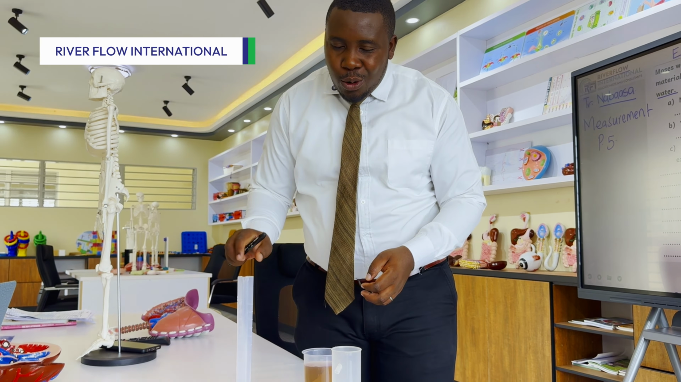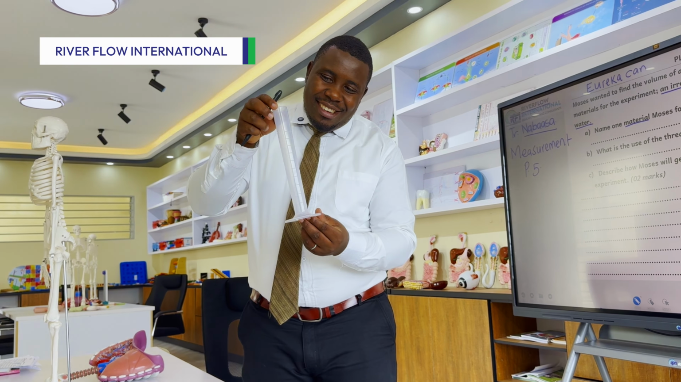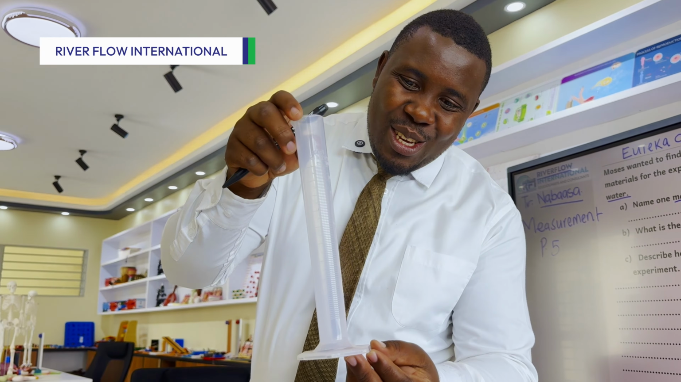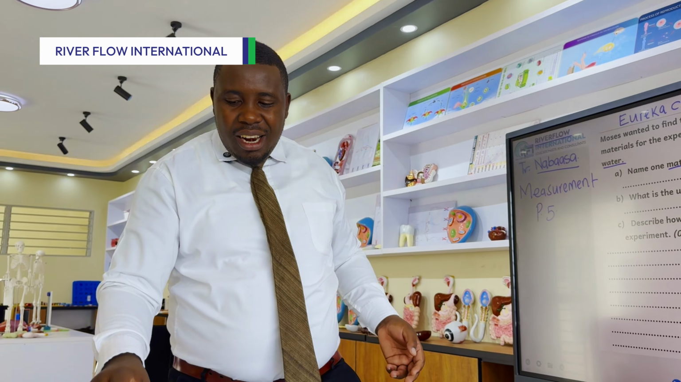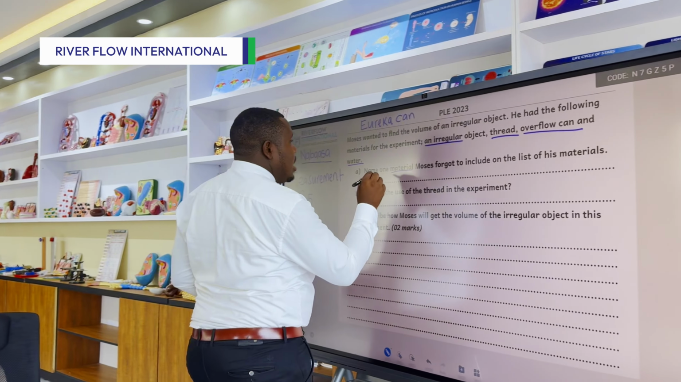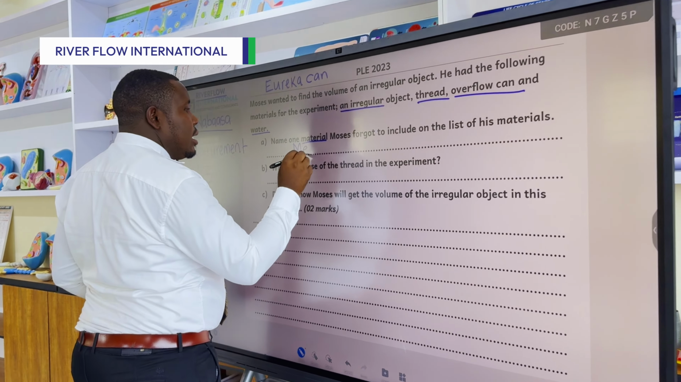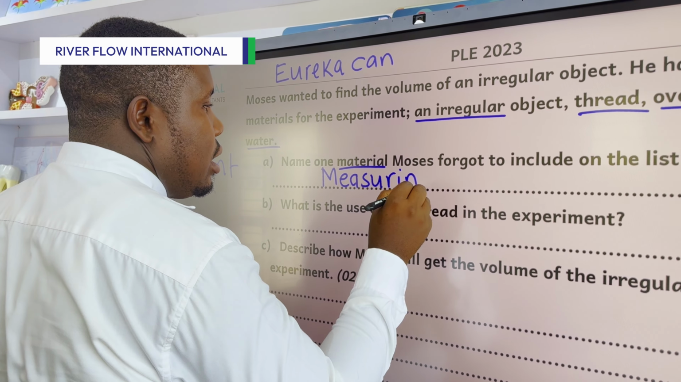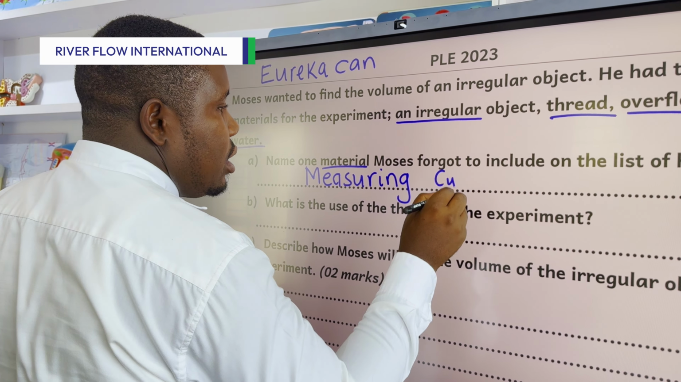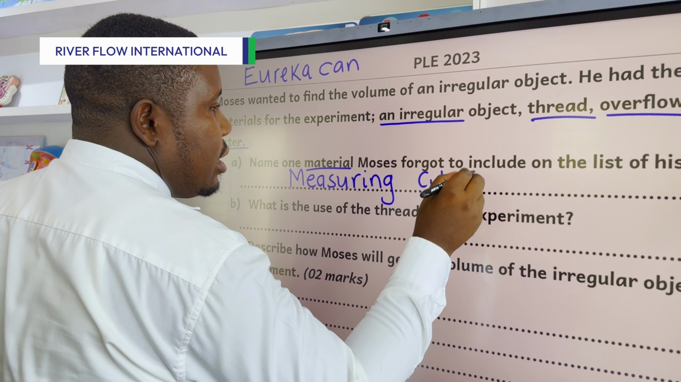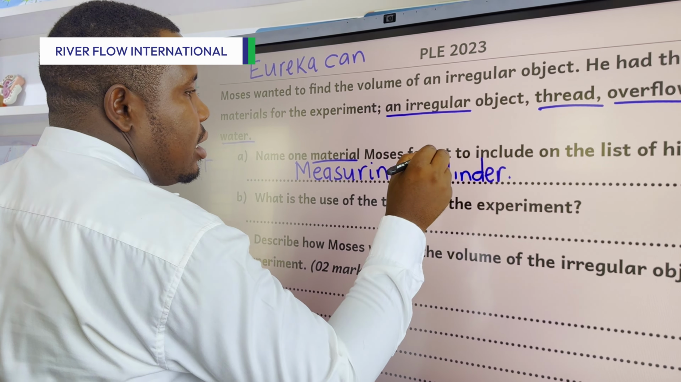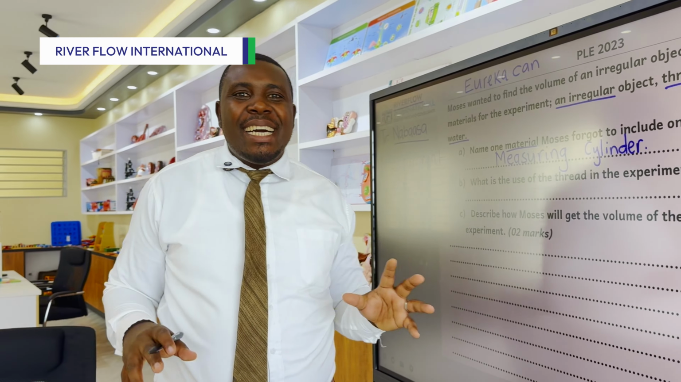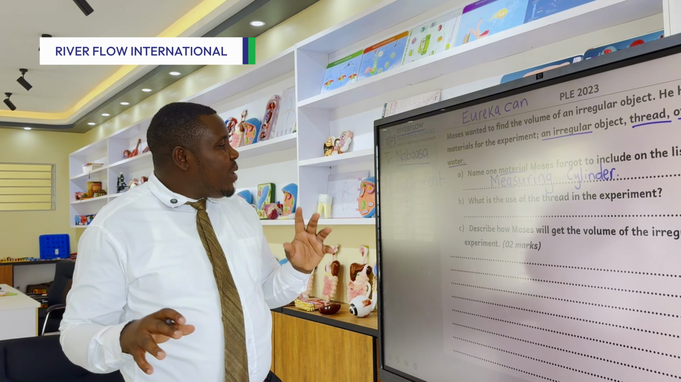Now, what Moses forgot was this. Guess what its name is? This one is what Moses forgot. And we simply call this a measuring cylinder. As simple as that. That is what Moses forgot among the things he was supposed to have.